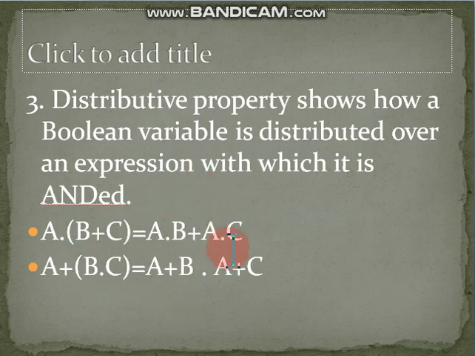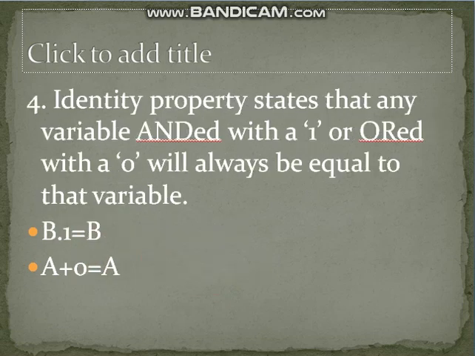It has been distributed. Similarly, if we're going to use the OR gate, it's the same thing. If you do a, you distribute it to b, you're having a plus b. You distribute a to c, you have a plus c, and of course the AND gate maintains. So this is how you show the distributive property. Very vital.